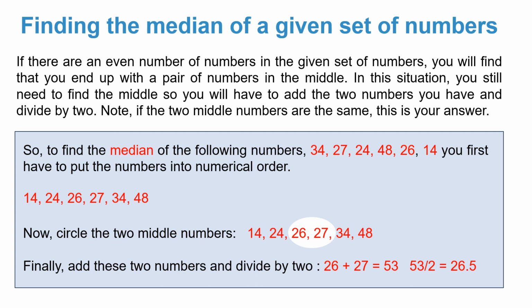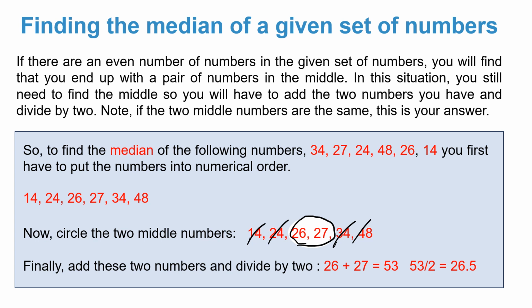So this time we're going to find the median of these numbers, and you'll notice there's 6 numbers here now. 34, 27, 24, 48, 26, and 14. The first step is the same. You need to put those numbers into numerical order, and I've done that here. And now you need to circle the middle two numbers, because if you cross a number off at each end, you'll find that you don't get left with one number in the middle, you've got 2 numbers.